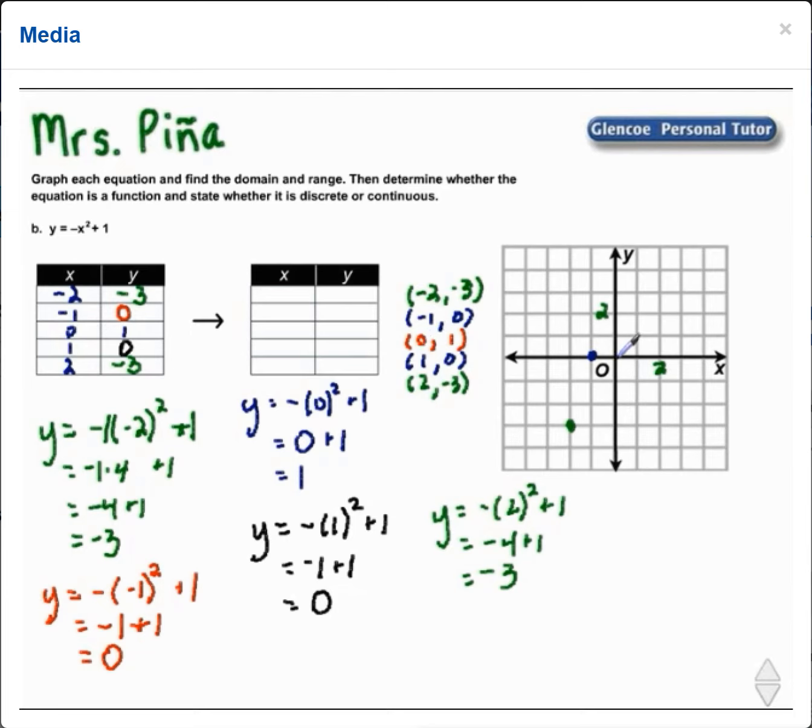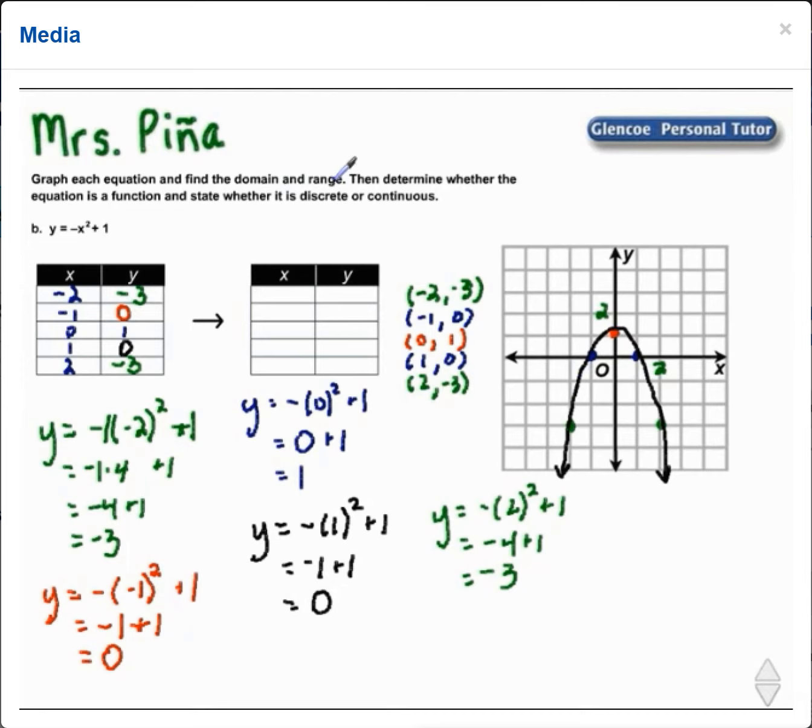Don't go anywhere left or right for x, up 1 for y. The next point is 1, 0. Right 1 on x, don't go anywhere on y. And the last point is 2, -3. Right 2, down 3. And you can see that these points are making a parabola or parabolic shape. So when I connect these points, it gives me a parabola. That's a good graph for this equation.